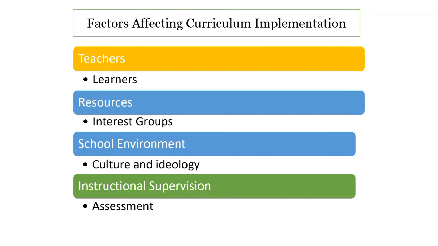And then we'll talk about factors affecting curriculum implementation. And incidentally, this will also be your next assignment. We know that implementing curriculum in Nigeria has been problematic, and a lot of factors have been identified as contributing to the inefficient implementation of curriculum. Now, I have listed teachers, learners, resources, interest groups, school environment, culture and ideology, instructional supervision, assessments, as some of those factors that may influence or affect curriculum implementation.